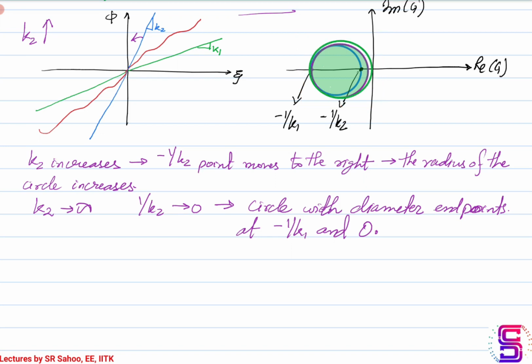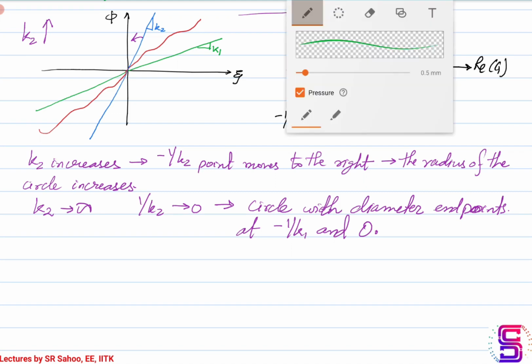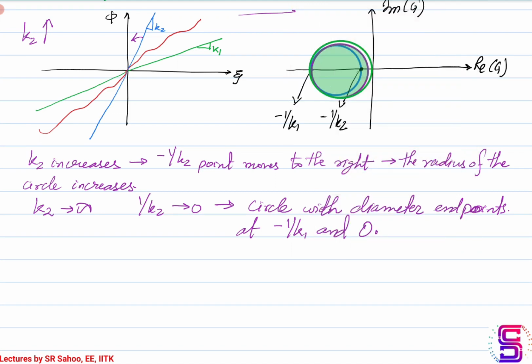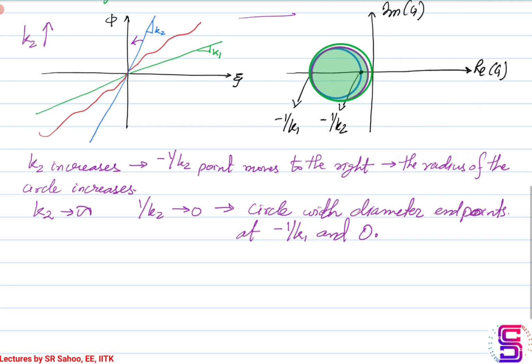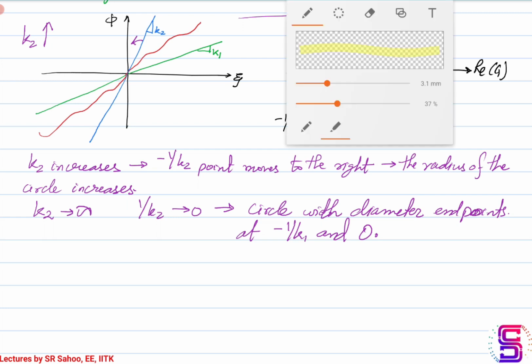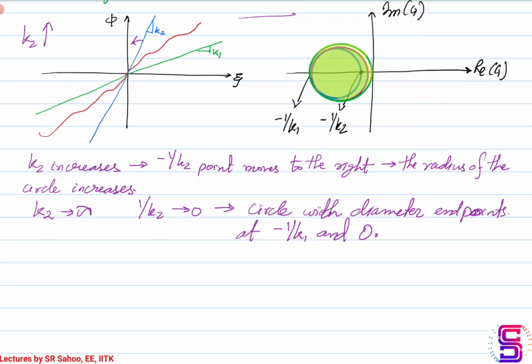This is the green circle that you see, and everything inside this particular green circle. Okay, the area inside the green circle and the green circle itself. So basically you have a circle which passes through minus 1 by k1 and is tangent to the imaginary axis. This is what happens when your k2 becomes 0, right? So this is when your k2 becomes infinite. So k2 is infinite, is what you have.